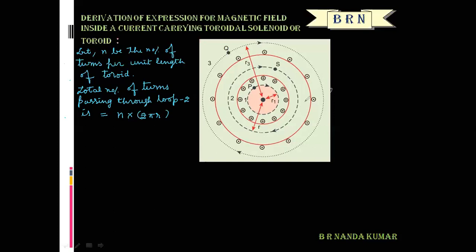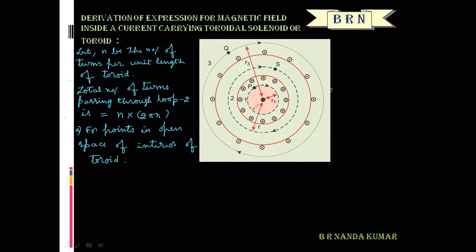Okay, so first let us consider points in the open space of the interior of the toroid.